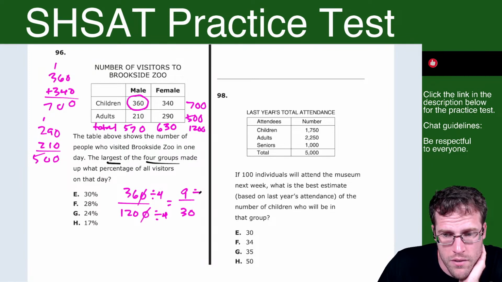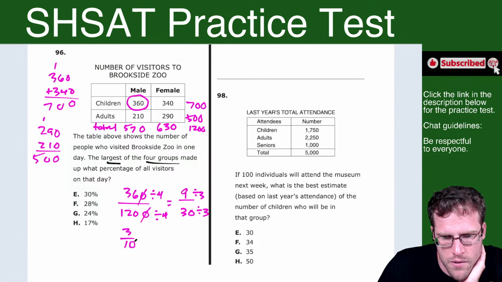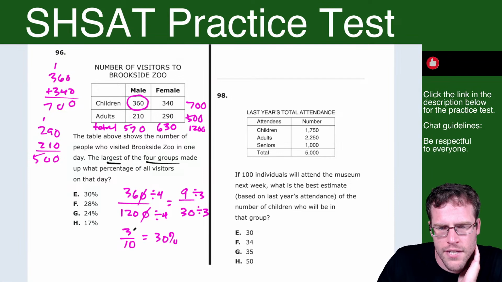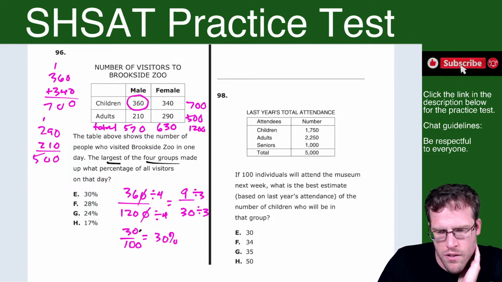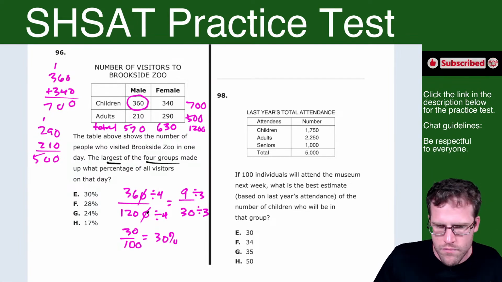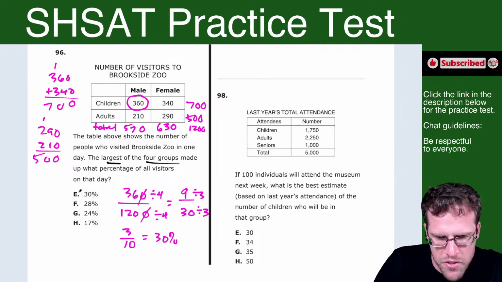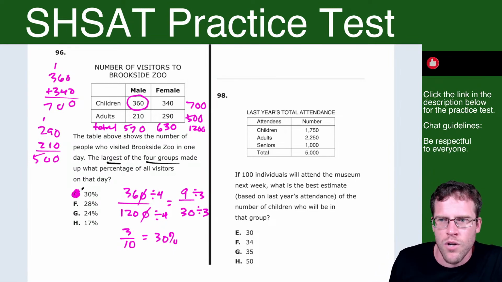Divide by 3. Oh, here we go. Now we're on to something. And we get 3/10. And that's 30%. Okay? Because that's the same thing as 30 over 100. So, yeah. 30%. I'm going with that answer choice.